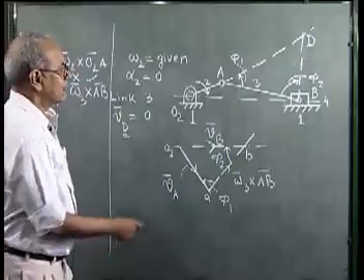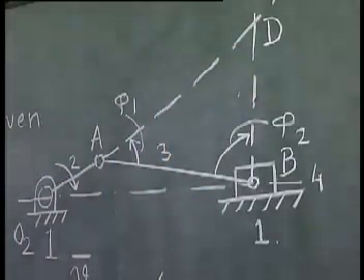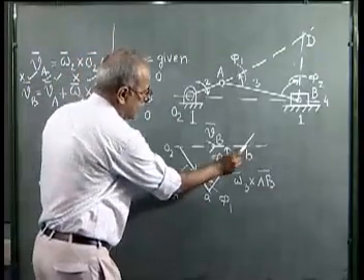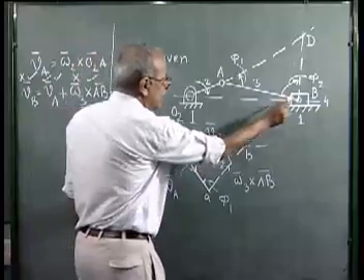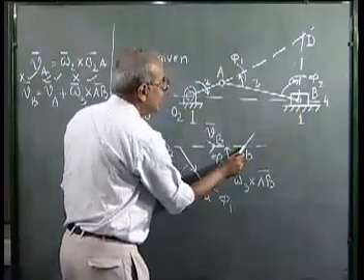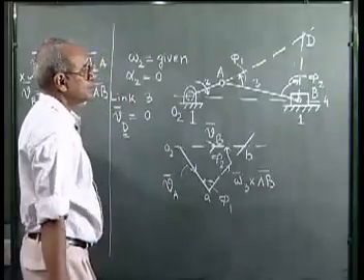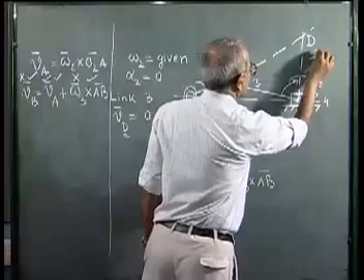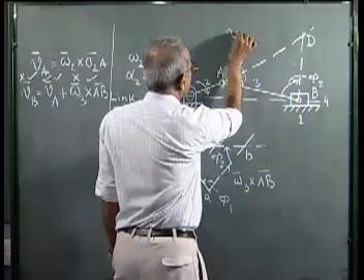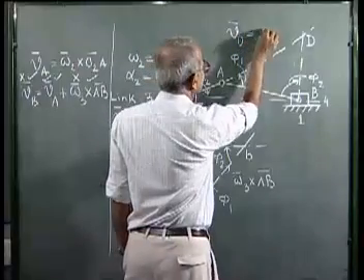So, what we see is that this figure capital DAB is similar to this figure o2ab. The image of the point A is small a, the image of the point capital B is small b, and the image of the capital point D is small o2. So, this is the point D whose velocity is 0. At this instant, this point on the connecting rod has a 0 velocity.